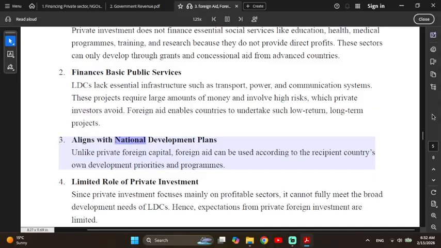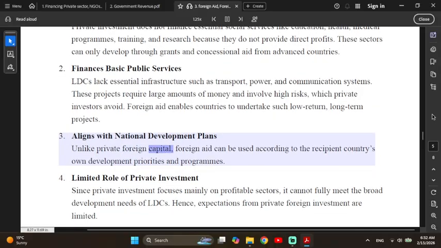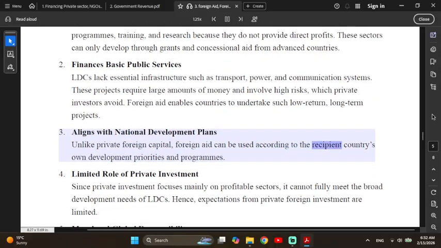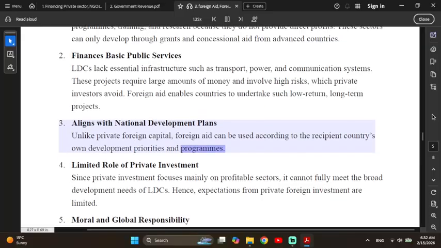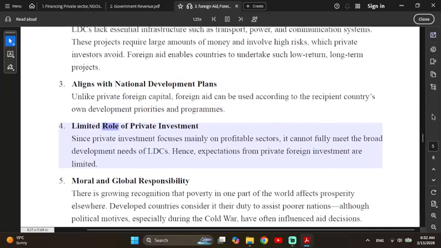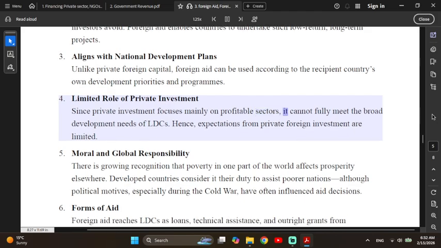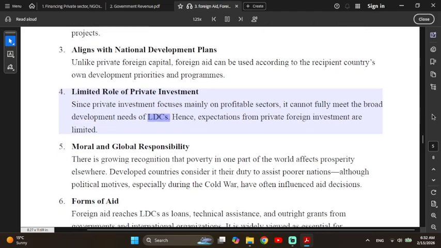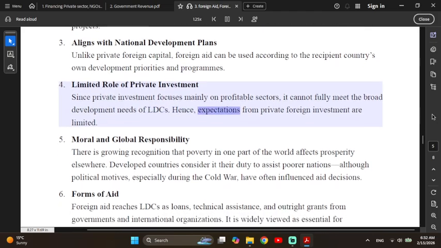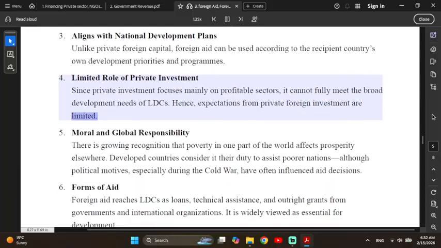3. Aligns with national development plans. Unlike private foreign capital, foreign aid can be used according to the recipient country's own development priorities and programs. 4. Limited role of private investment. Since private investment focuses mainly on profitable sectors, it cannot fully meet the broad development needs of LDCs. Hence, expectations from private foreign investment are limited.